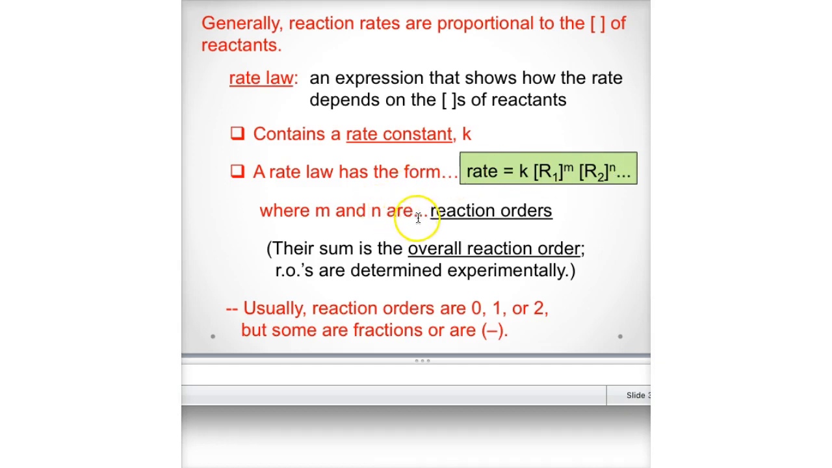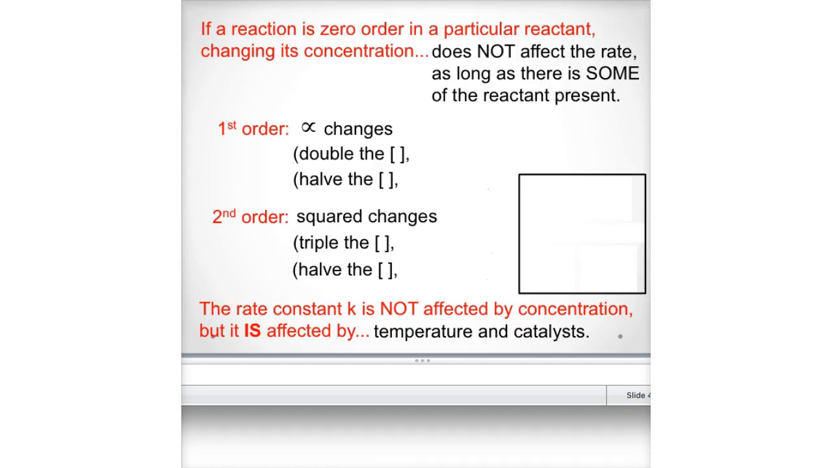So again, m and n are reaction orders. The sum of these reaction orders, the sum of m and n, is the overall reaction order. So they tend to run from 0 to 2, but there could also be fractions. We're not going to be learning about those in this class. That is beyond the scope of this class. Now, we also learned how to find the orders.